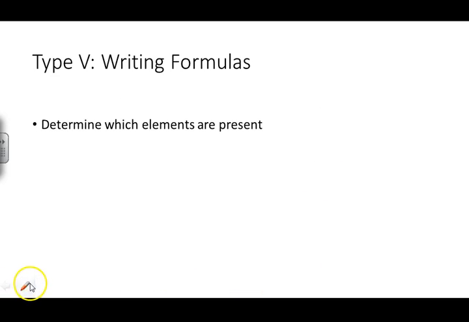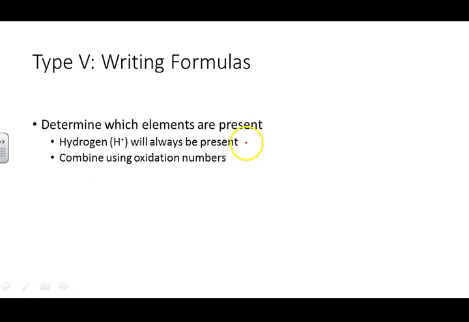So let's go back to this slide. Hydrogen in acids is always going to be the positive oxidation state, specifically hydrogen with a +1 charge. The other nonmetal is going to be the negative oxidation state. When we say we combine using oxidation numbers, that means we combine to produce a neutral molecule.